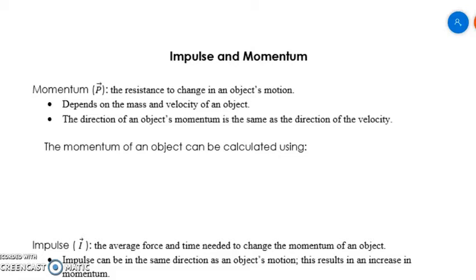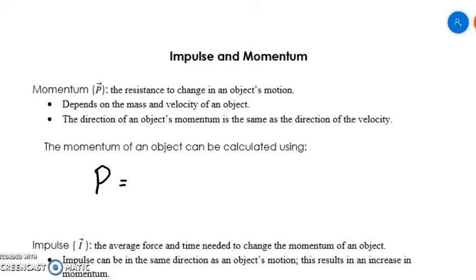The idea of momentum contains both that piece where things that have a lot of mass are difficult to change their motion, but also things with a lot of velocity. Their motion is difficult to change as well. So momentum combines those two ideas. We can calculate the momentum of an object using the following formula.